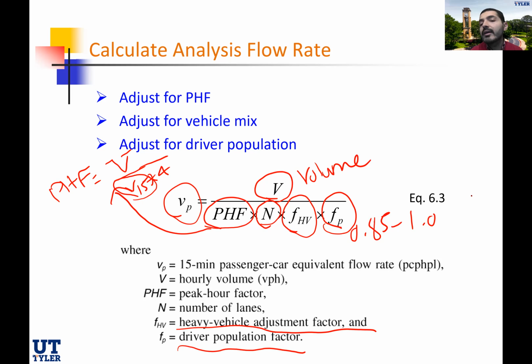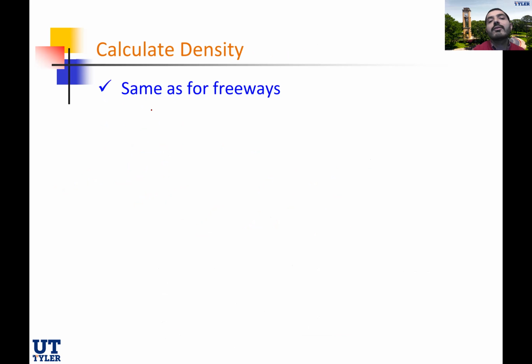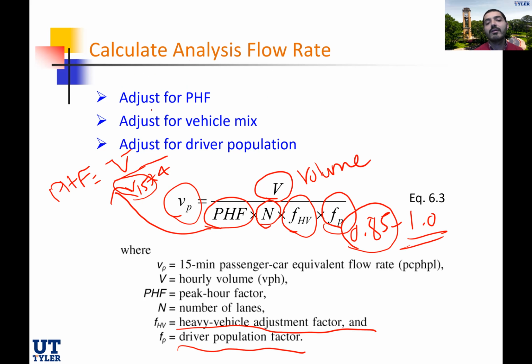Typically, we use 1 if we're not told that there's a noticeable number of people who are not familiar with the roadway. If there is a big percentage, then we can lower it to 0.85, 0.9, or 0.95, depending on the case. That's why I didn't go through the calculation here, because the VP is the same as for freeways.